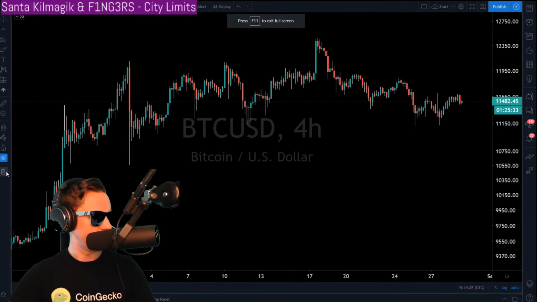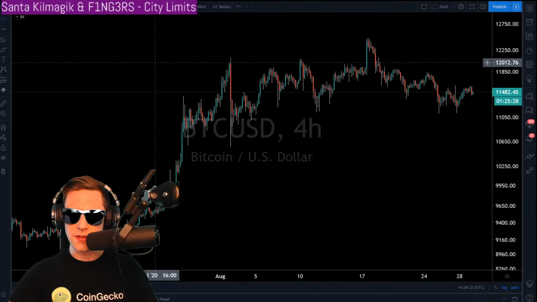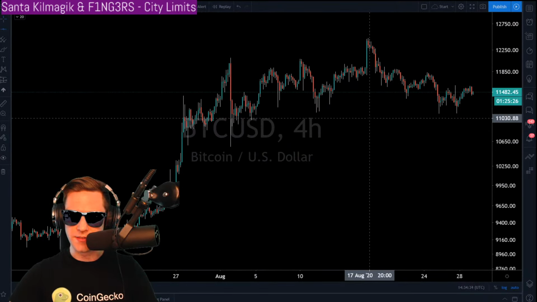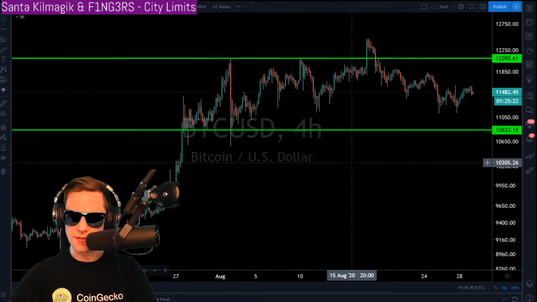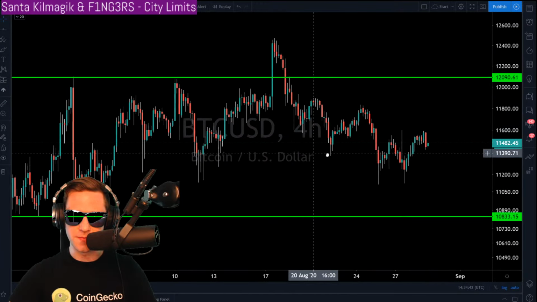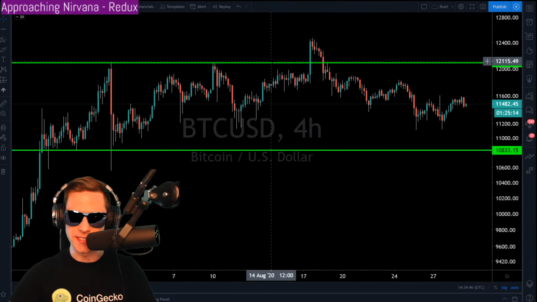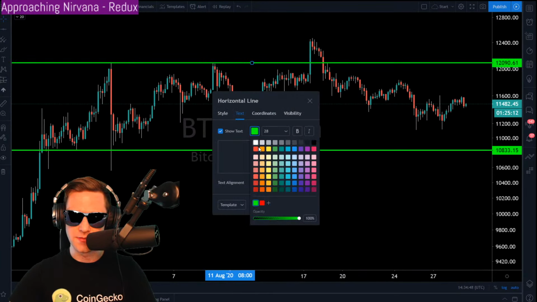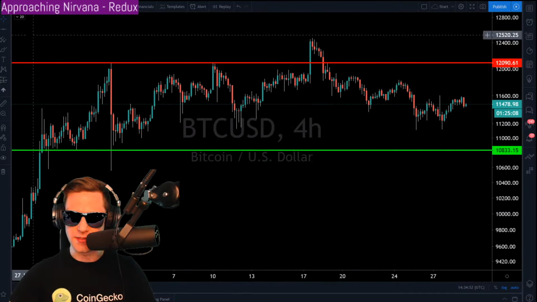So I'm going to get rid of all this. Okay. So range trading would be something like this. This might not be the best example because this is pretty choppy. But range trading would be the attempt to identify a resistance above price and a support below price.